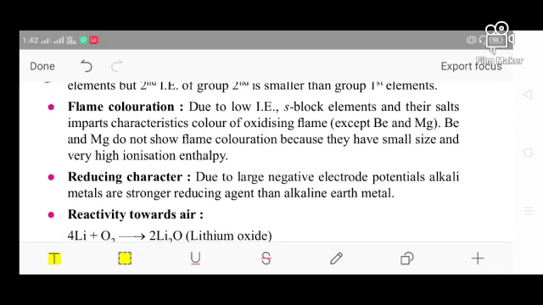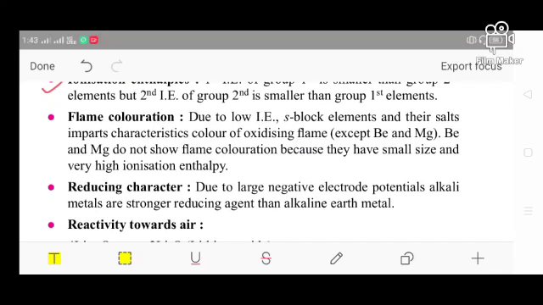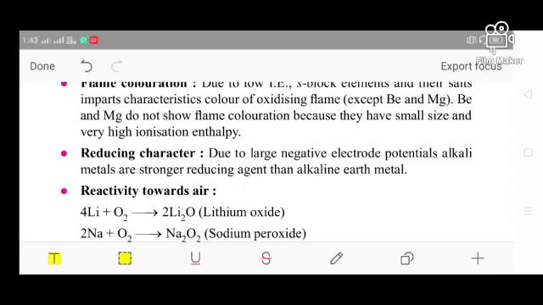So the flame coloration is due to the low ionization energy: the s-block elements and their salts impart some characteristic color to the oxidizing flame. Remember this, all of the s-block elements show characteristic flames. Whenever we go into the practical room, the flame test also shows this impact, to confirm that it belongs to the s-block elements. So this is just an overview, and after that the reducing character.